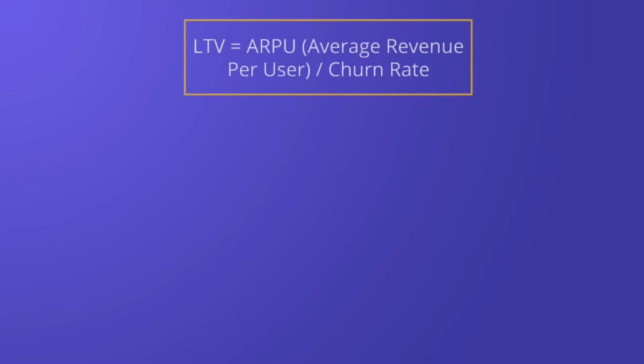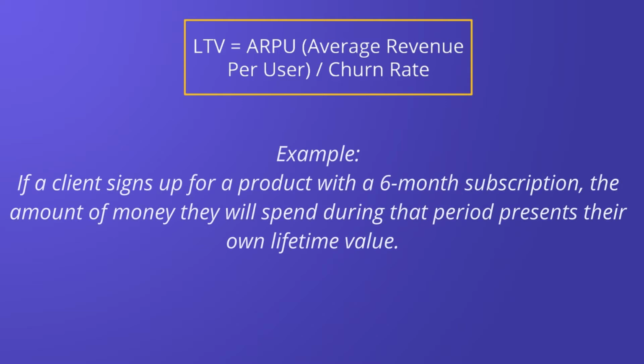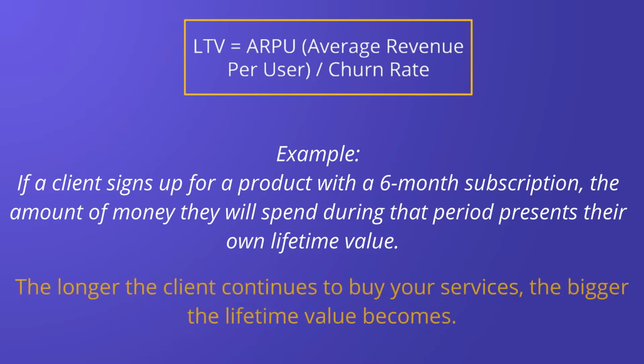What's the formula for calculating customer lifetime value? The simplest way to determine LTV is to divide average revenue per user by churn rate. For example, if a client signs up for a product with a 6-month subscription, the amount of money they'll spend during that period presents their own lifetime value. The longer the client continues to buy your services, the bigger the lifetime value becomes.